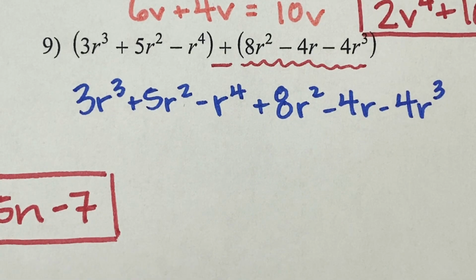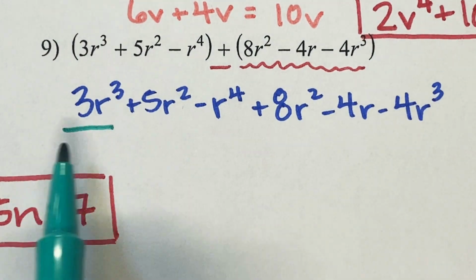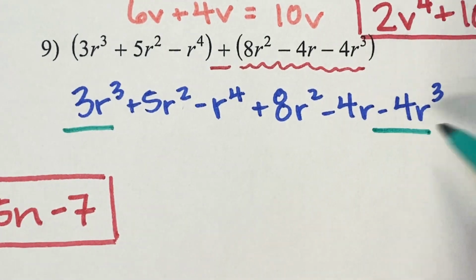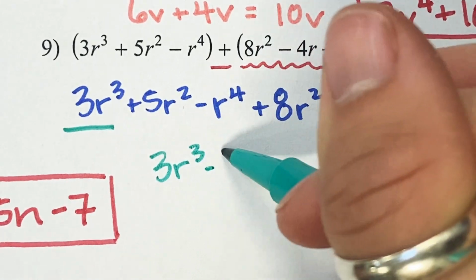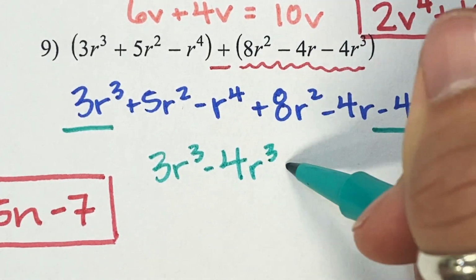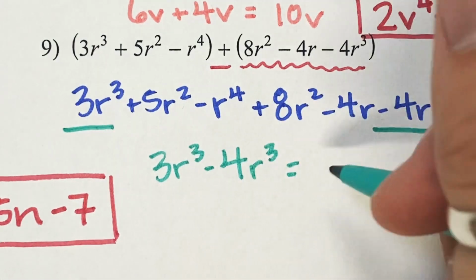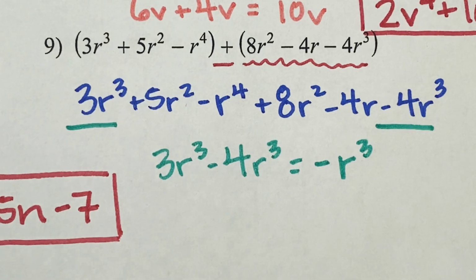Beautiful. Now we can identify like terms. The first term I see is this 3r cubed. Do you see any other r cubeds? Yep, so there's this minus 4r cubed. So what's 3r cubed minus 4r cubed? What is that going to give me? How many r cubes do I have? I have negative 1r cubed. Don't have to write the 1, so just negative r cubed.